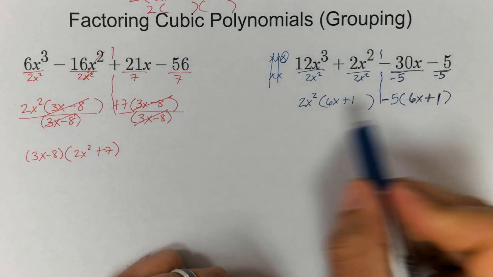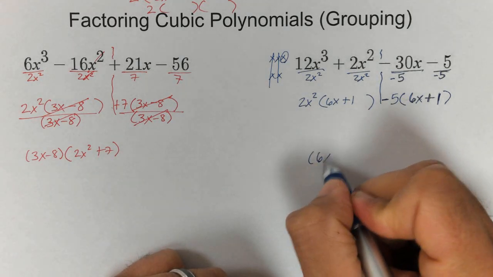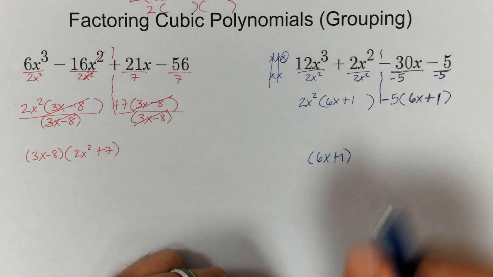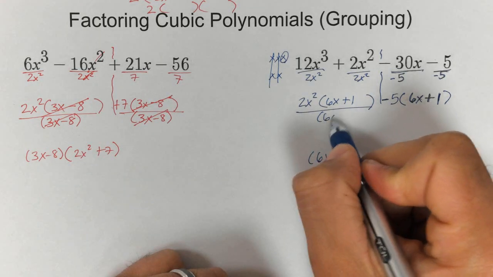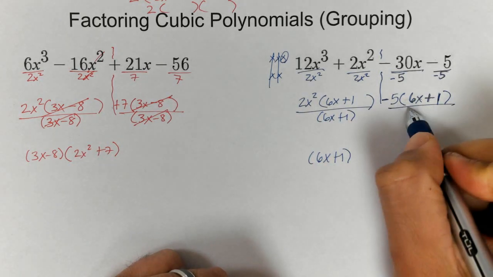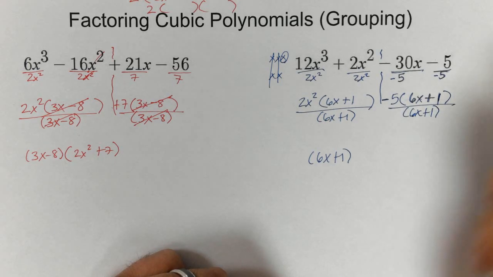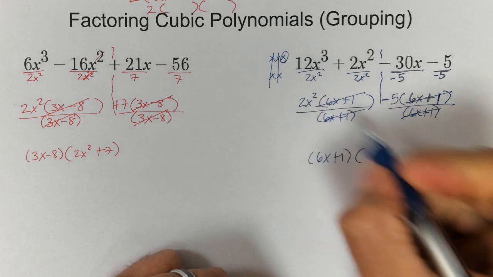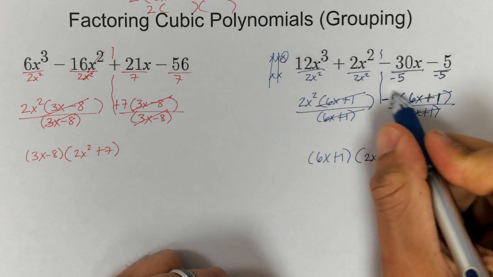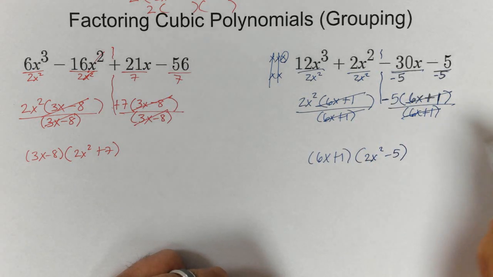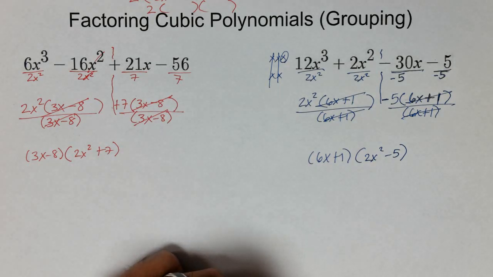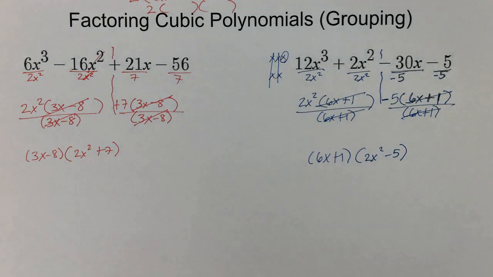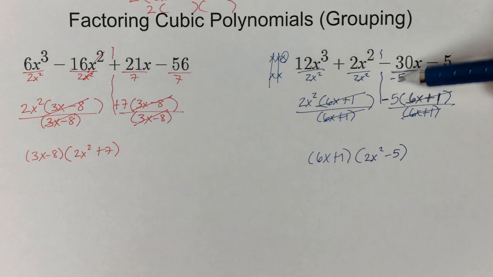What do these 2 groups have in common? The 6x plus 1. So when you divide both groups by 6x plus 1, we're left with 2x squared minus 5. Yeah. So the only difference here is I have to consider a negative.